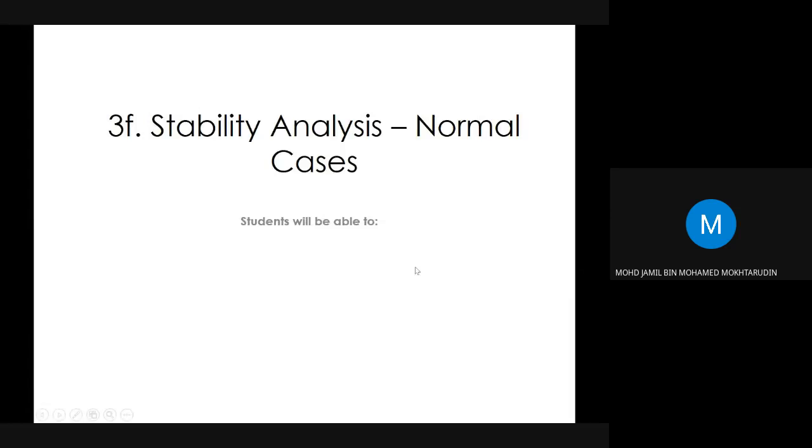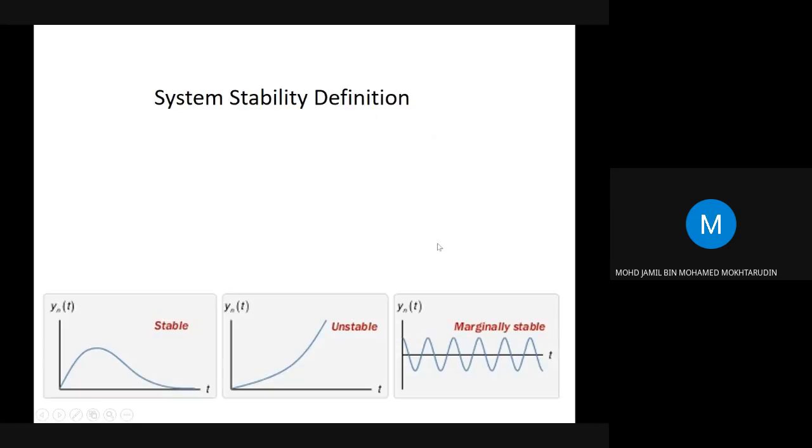Okay. So in automatic control, the most important thing in the analysis is to determine the system stability. The topic after this will involve the stability analysis. So the first method that we are going to learn about stability analysis is by using Routh Hurwitz criterion. Firstly, we define the system stability.